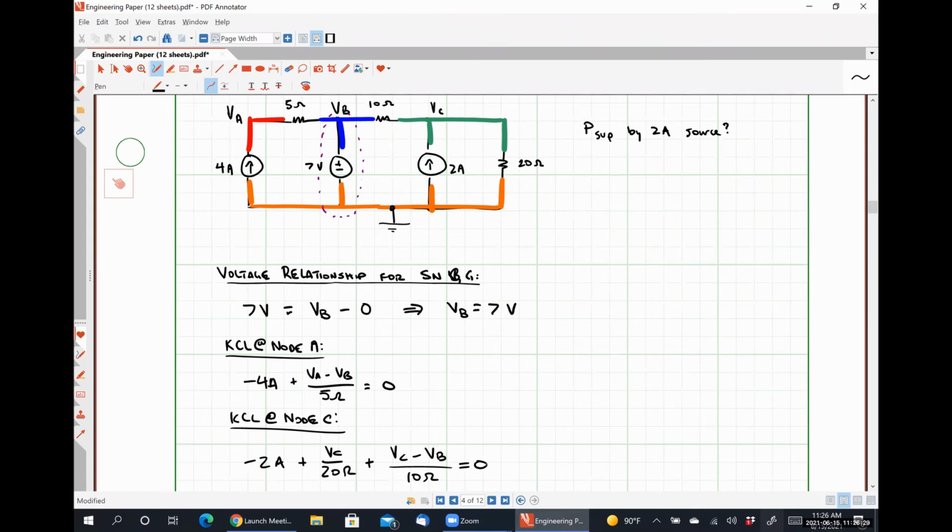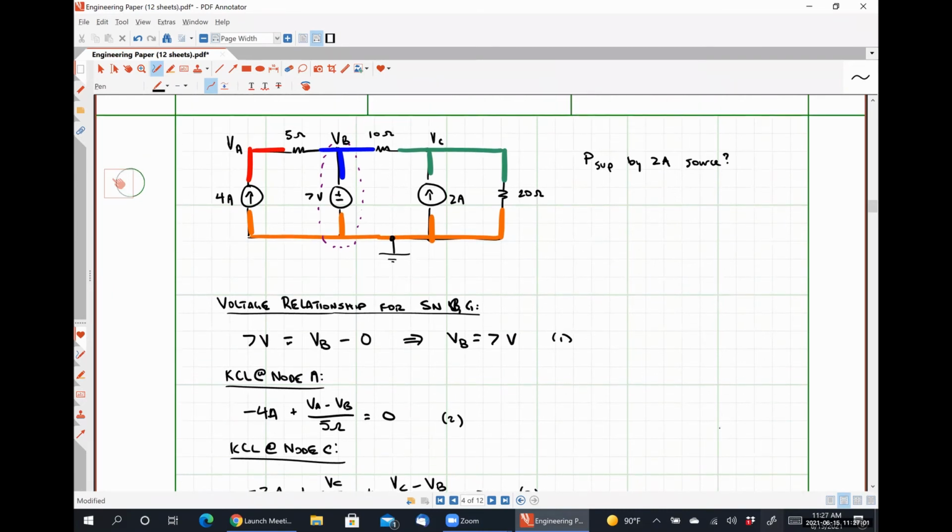And we now have three equations. I say that because I'm counting this one right here as one equation, then our two KCL equations, which will allow us to solve for all of our three voltages, right? But what we could do at this point is substitute in the fact that we know what VB is in order to solve for VA and VC.